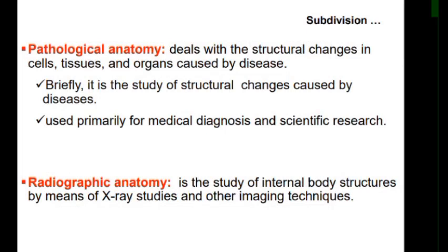Pathological anatomy deals with the structural changes in cells, tissues, and organs caused by disease. Briefly, it is the study of structural changes caused by diseases, used primarily for medical diagnosis and scientific research. Radiographic anatomy is the study of internal body structures by means of X-ray studies and other imaging techniques.